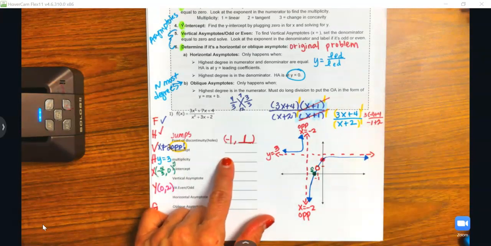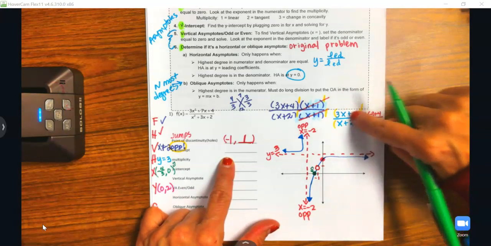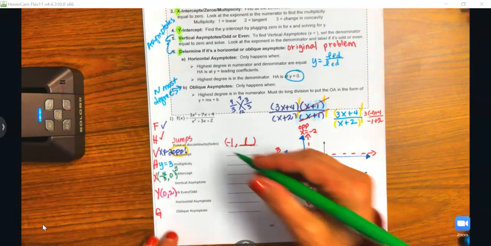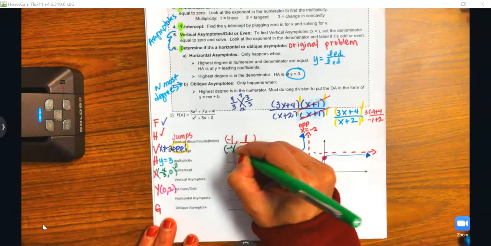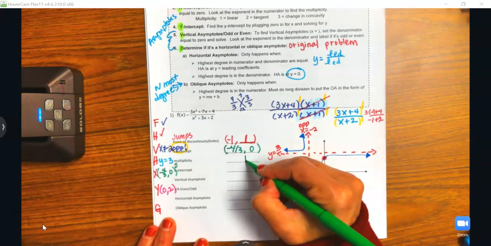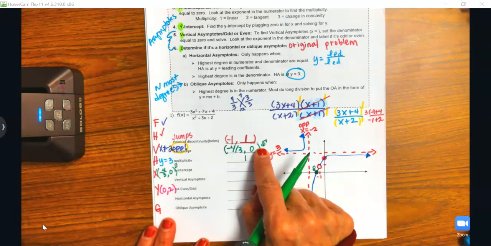X-intercept. How did I get the x-intercept? Remember, the x-intercept is from the numerator. It is just like you setting this equal to 0 and solving. So the x-intercept, remember, is negative 4/3, 0. And it had a multiplicity of 1. So I know that it went straight through from one side to the other.